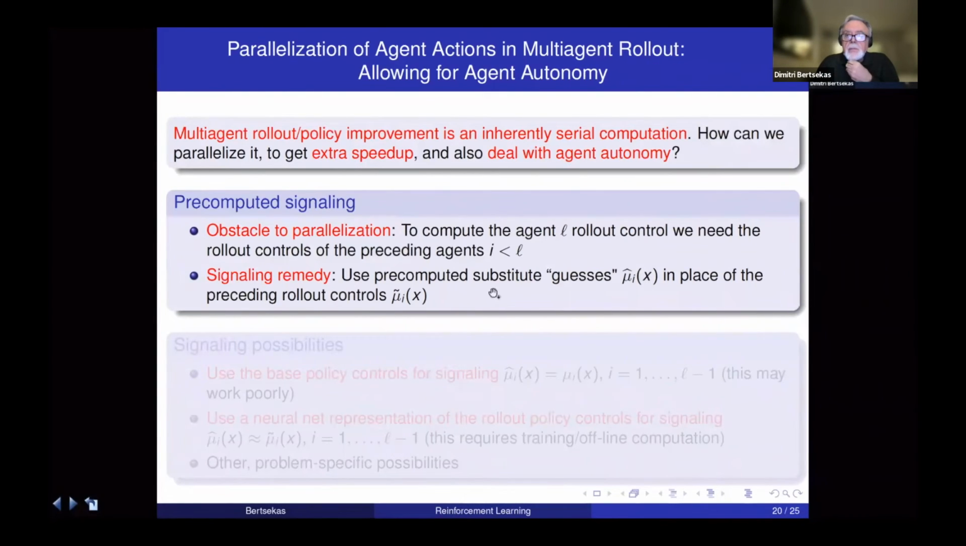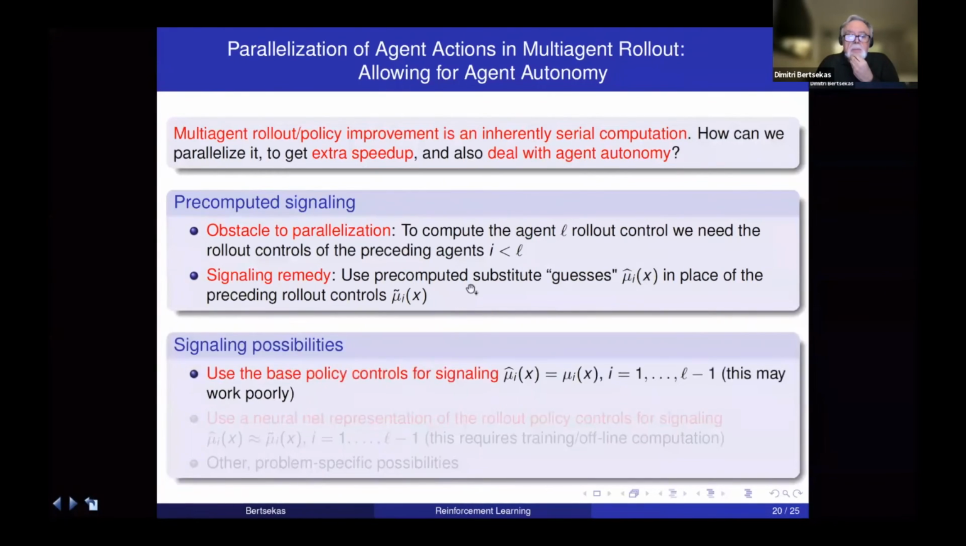Now, this opens a great number of possibilities. One possibility that comes immediately to mind is for the agents to use, instead of the rollout controls of the preceding agents, the base policy controls. In other words, use as mu hat the base policy mu for each agent. But I'm going to argue that this may not work well, may be quite unreliable, because essentially that throws away all kinds of coordination between the agents.